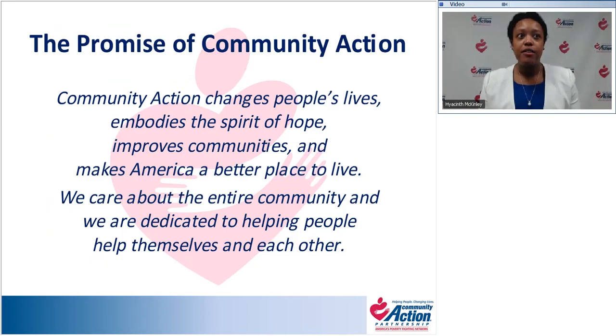As we do with all of our events, we like to begin by reciting the promise of community action together. We do this because despite our geographic separations, our different titles, and the different projects that we work on, what brings us together in the work of community action is this promise. It states that community action changes people's lives, embodies the spirit of hope, improves communities, and makes America a better place to live. We care about the entire community, and we are dedicated to helping people help themselves and each other.